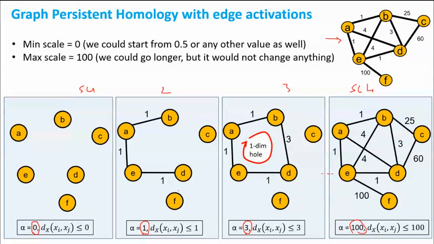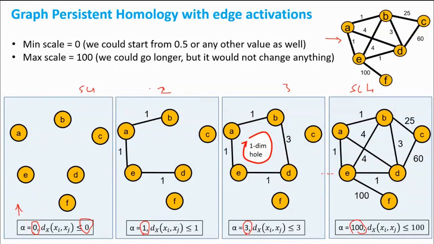Now, let's look at the original graph on the top right and say, if we are here in the first panel, if we are looking at distances less than or equal to 0, do we have any edges activated? As you can see, none of the edges are activated because the minimum distance is 1. So we have the 6 nodes here, and none of the edges are activated. So all the nodes are isolated like this in the first simplicial complex.